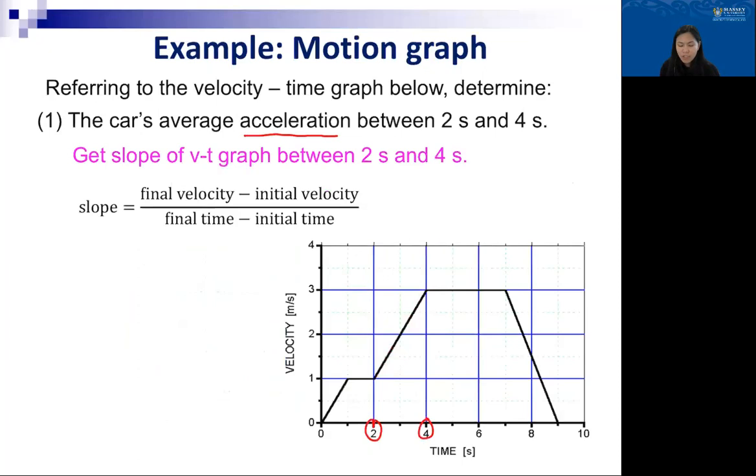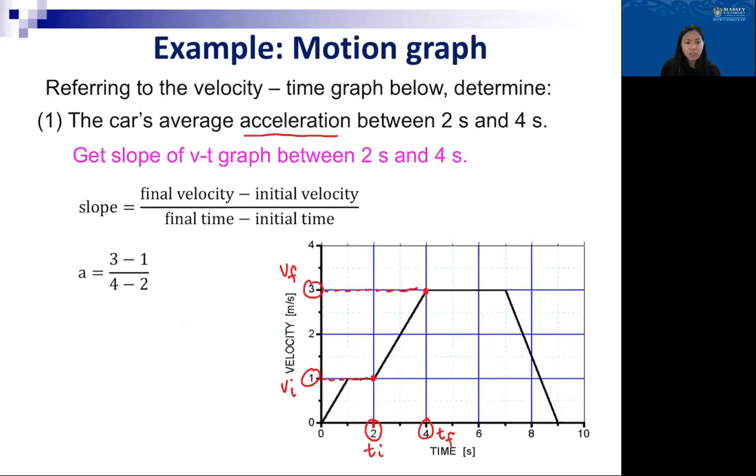Slope is the change in y over change in x, or rise over run. Essentially, final velocity, which is this point here, minus your initial velocity, this point here at 2 seconds. So that's your initial velocity, 2 seconds being your initial time and 4 seconds being your final time.